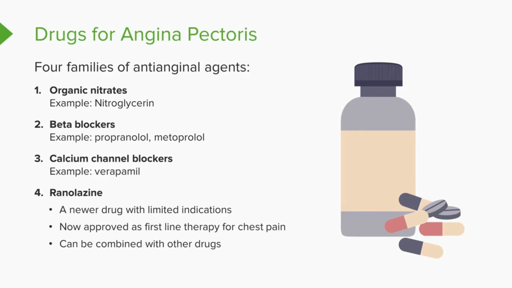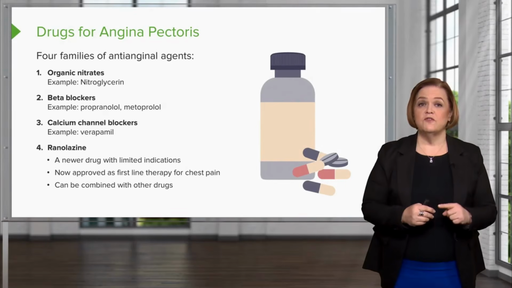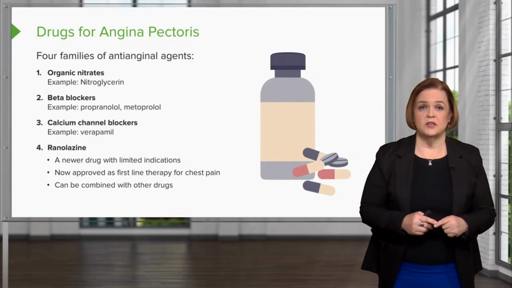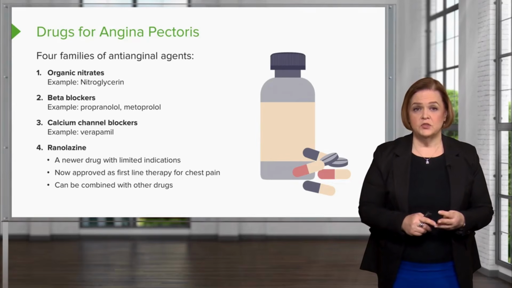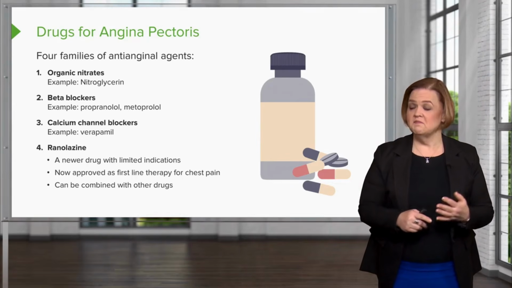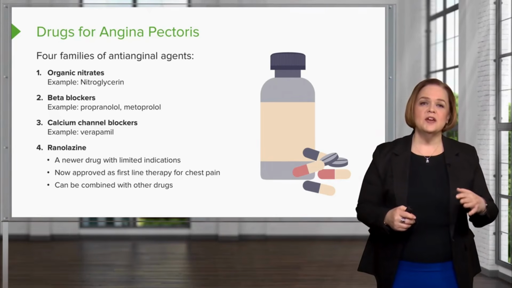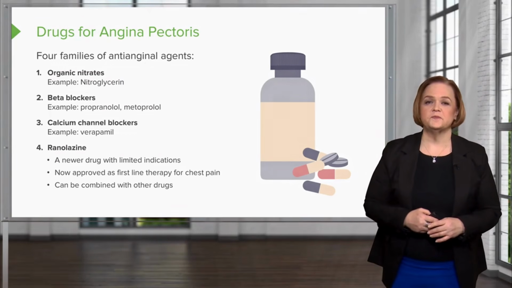Before we start rolling into this, you've got the framework to look at. You can tell yourself there are 4 families of drugs that we use for chest pain: nitrates, beta blockers, calcium channel blockers, and ranolazine. That's all there is. Now let's break each one of these families down.